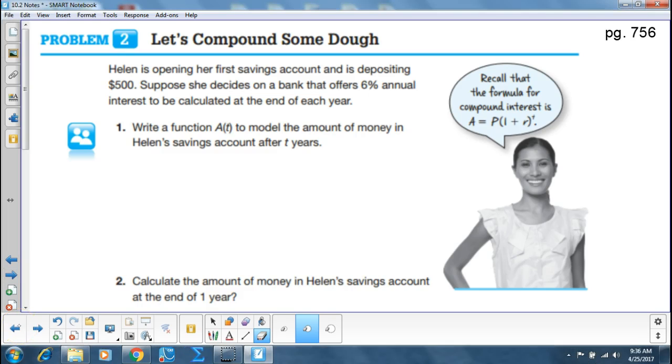Alright, so let's compound some dough. Helen is opening her first savings account and is depositing $500 in it. Suppose she decides on a bank that offers 6% annual interest to be calculated at the end of each year. So you keep your money in their bank and then they give you the interest on December 31st of each year. Recall that the formula for compound interest is A equals P times the quantity 1 plus r to the t power. Write a function A of t. So my function is going to be A of t.